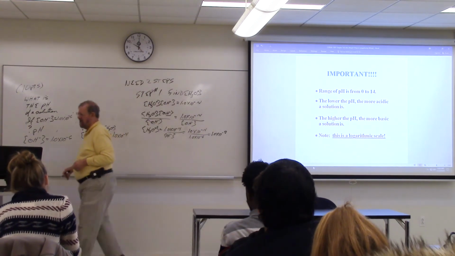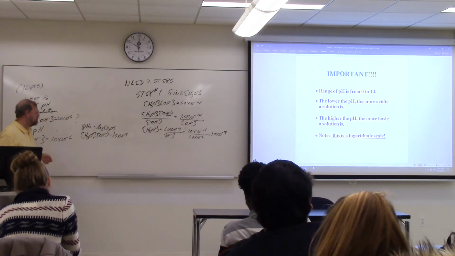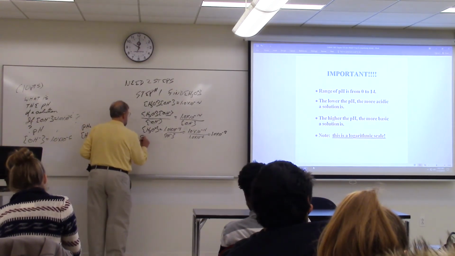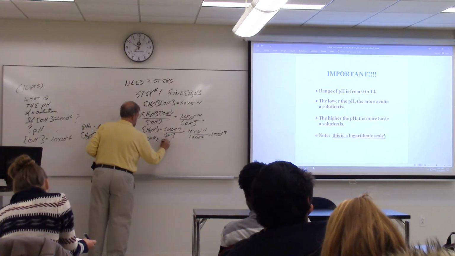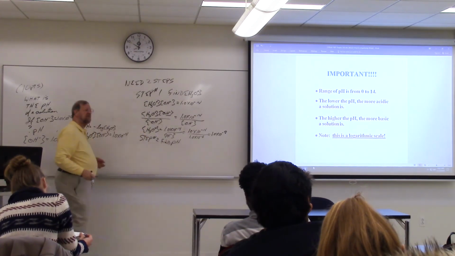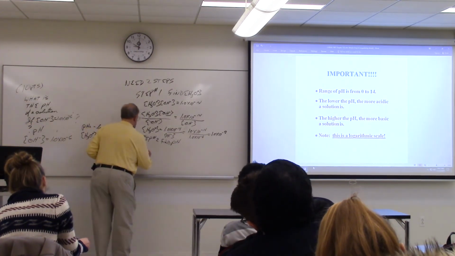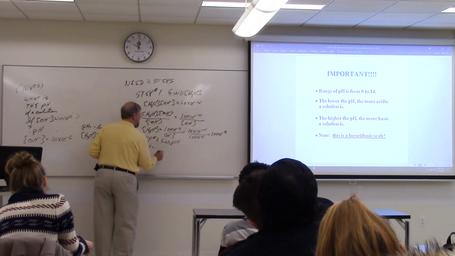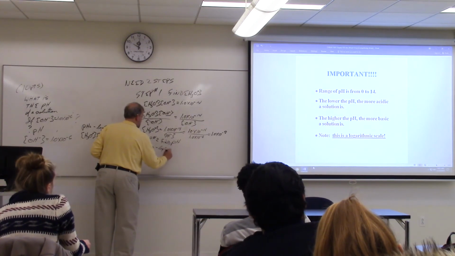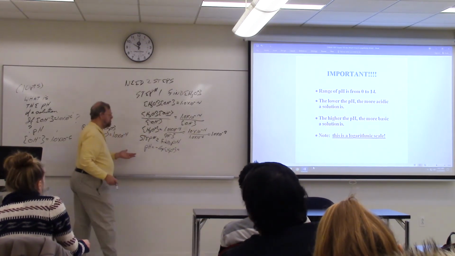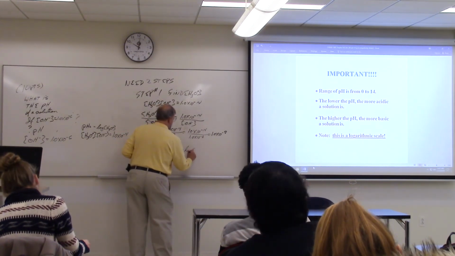Am I done? No. I'm trying to find pH. Is everybody with me on how I got that far? Step number 2, you'll find the pH. And what do we know? pH equals minus the log of the hydronium ion concentration. In this case, it's 1.0 times 10 to the minus 8.